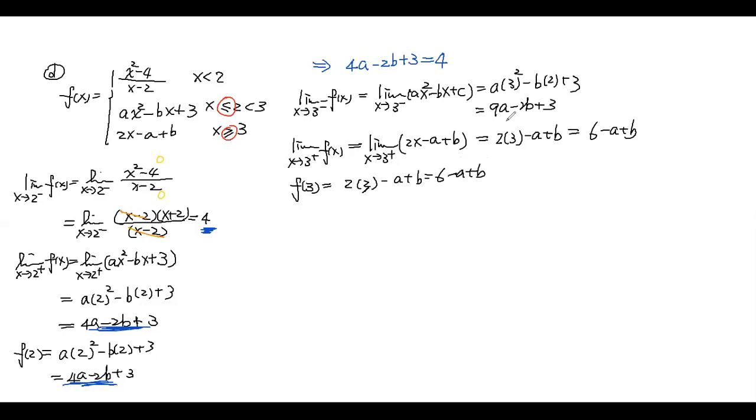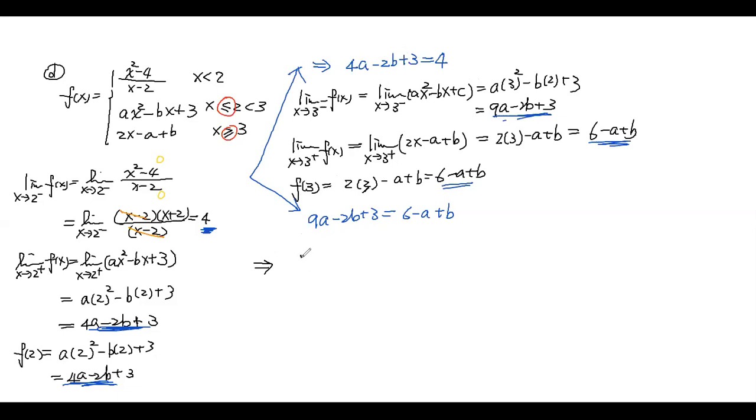So the same way as the continuity definition, these two have to be equal. So I come out with the next equation. So it's 9a minus 2b plus 3 is equal to what? 6 minus a plus b. Okay, so these are the two equations. We have two variables, a and b. So let's simplify it a little bit so we can solve it.